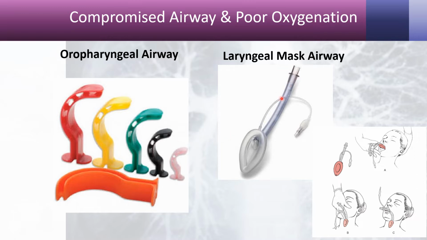Now, if you'll be using a laryngeal mask airway, this is what it looks like. This goes up to the larynx of the patient, and of course this will be connected to O2, and this is what it looks like in this image, as you can see.